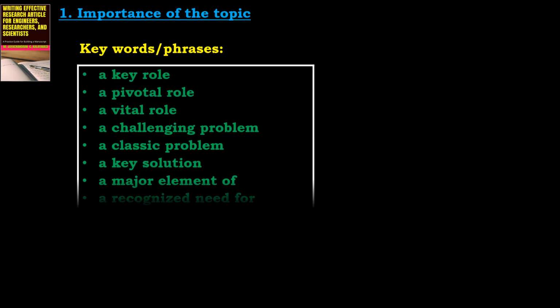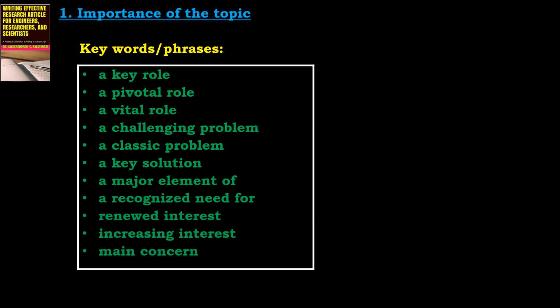1. Importance of the topic. The abstract should begin with the importance and purpose of the research. This section presents the most widely used phrases in the literature to highlight the precise statement of the research problem or issue. Key phrases are a key role, a pivotal role, a vital role, a challenging problem, a classic problem, a key solution, a major element of, a recognized need for, renewed interest, increasing interest, main concern.